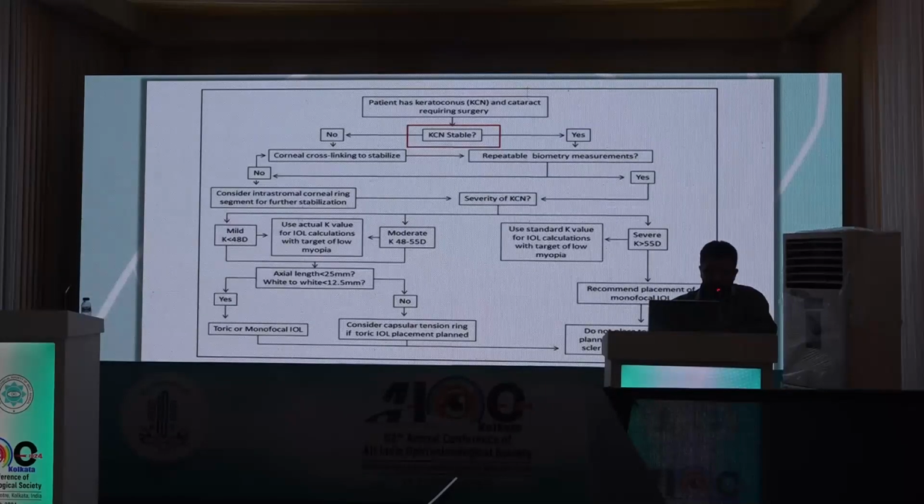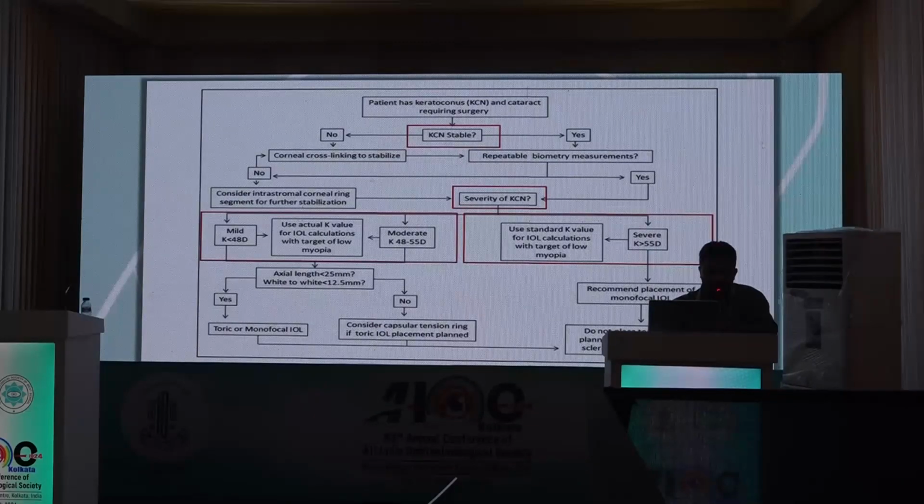So the most important thing, of course, is that the keratoconus has to be stable. If it's not stable, definitely no Toric IOL. Then you look at how severe the keratoconus is. If it's mild to moderate keratoconus, which means that the keratometry is less than 55 diopters, you can consider a Toric IOL because that has reasonable outcomes.